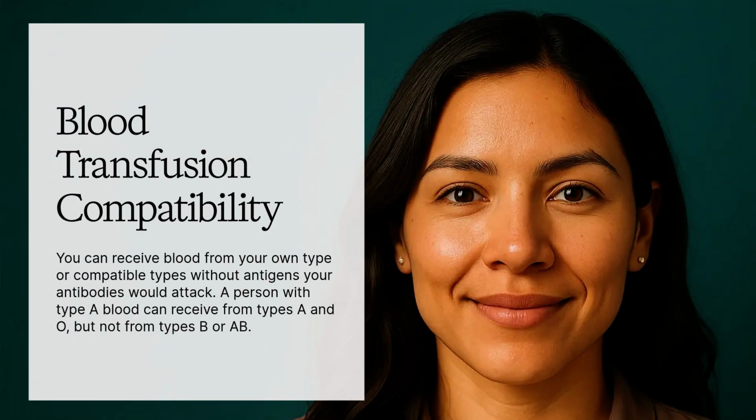When it comes to blood transfusions, the general rule is that you can receive blood from your own type or from types that don't have antigens your antibodies would attack. For example, a person with type A blood can receive blood from types A and O, but not from types B or AB, as their anti-B antibodies would cause a dangerous reaction.